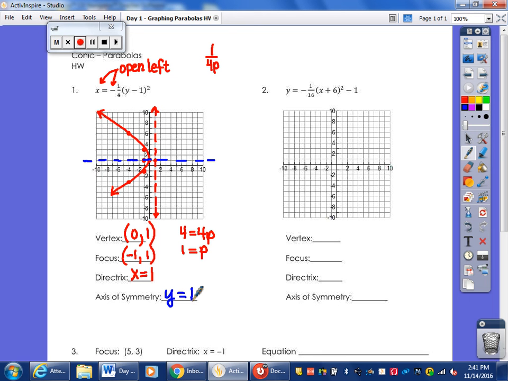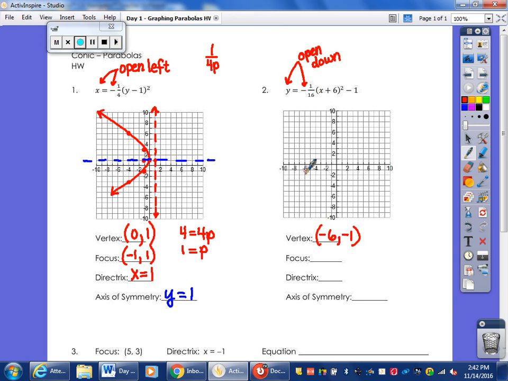All right, number 2. Number 2 has us going the other direction. So this y means that it's going to open up or down, and the minus means that it's going to open down. Okay, so it's either up or down, and because it's minus, it's going to be down. So our vertex, these are ones we're used to seeing. So our vertex is -6, -1.